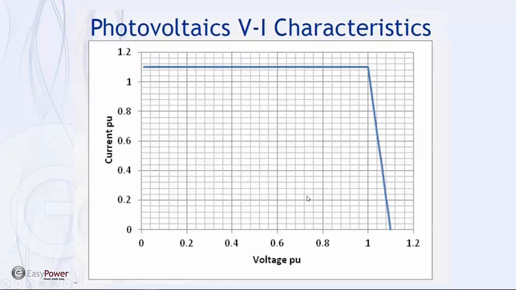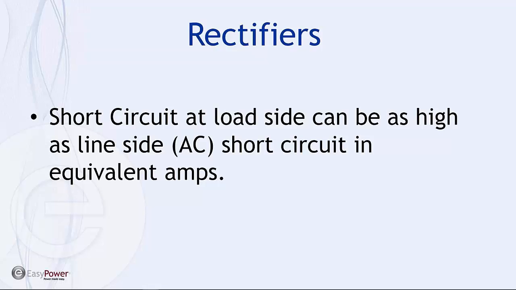And again, we're going to use these later as we set up the photovoltaic components. Rectifiers in a short circuit mode, the current at the load side can be as high as the line side, depending upon the cycle that the fault happens with respect to the AC side of the circuit. So when it comes to factoring that into the contribution by rectifiers, the RMS value is probably a good approximation.